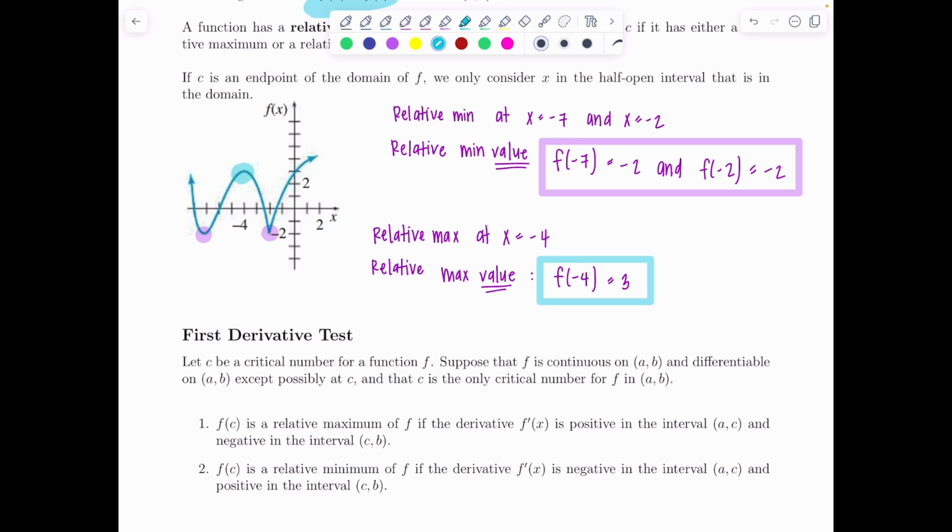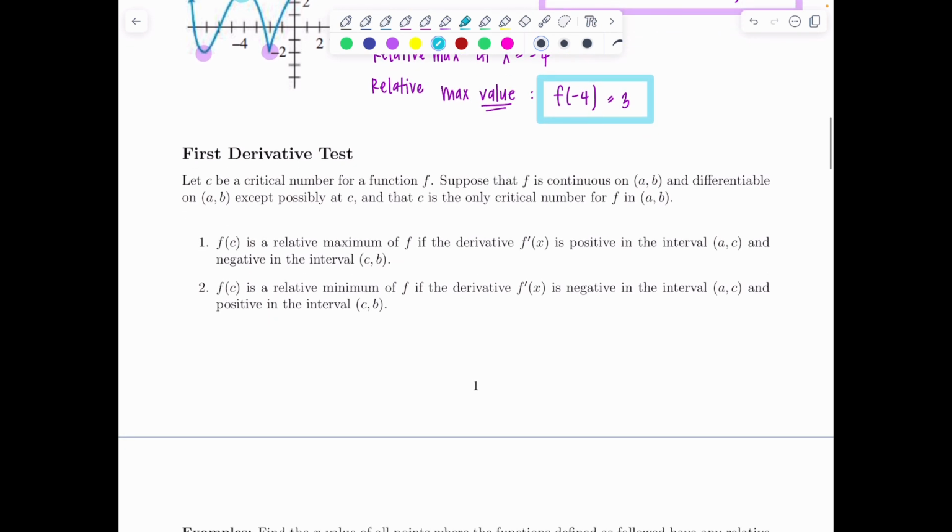And in the last lesson, we learned how to find critical numbers and identify where a function is increasing and decreasing. And that's precisely what we need in order to determine where a function has a relative max or min. So here's the first derivative test.